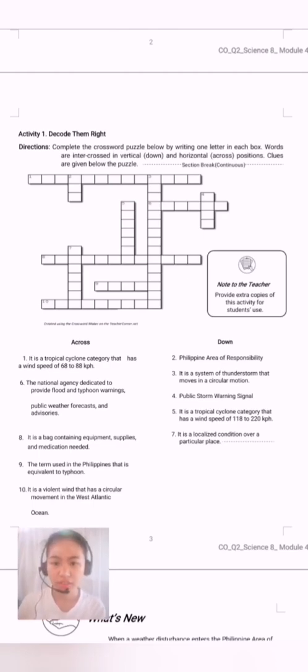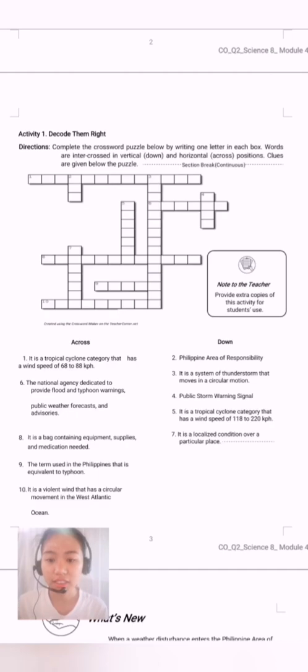Next is number 7 down. Number 7 down, it has how many letters? 7. The clue is it is a localized condition over a particular place. I repeat, it is a localized condition over a particular place. Answer? Number 7, the answer is weather. Are you still with me?